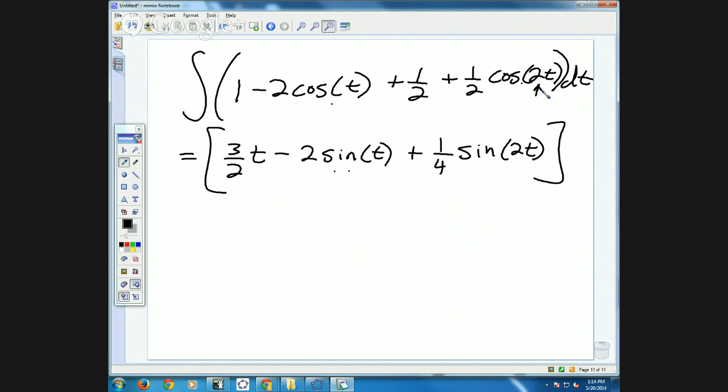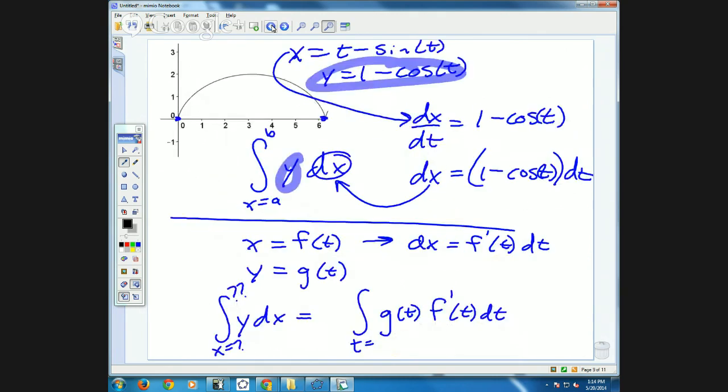You do. I'm going from 0 to 2 pi. Now just a note on that 0 to 2 pi thing. I might observe that this graph is symmetric about the line x equals 3.